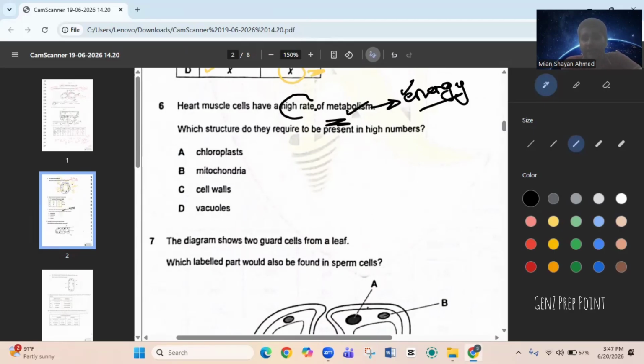So high rate of energy. Heart muscle cells have a high rate; at least 1.5 minutes should be given to this question. This means heart cells are creating a high amount of metabolism. Which structure do they require in high numbers? What type of structure is necessary to maintain that high rate of creating energy?